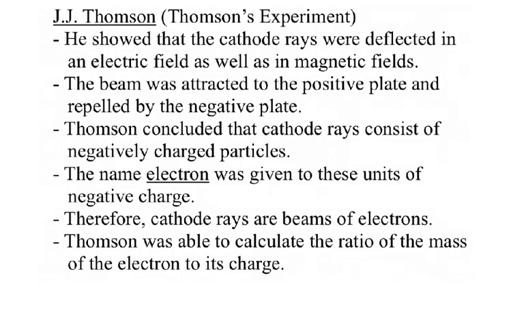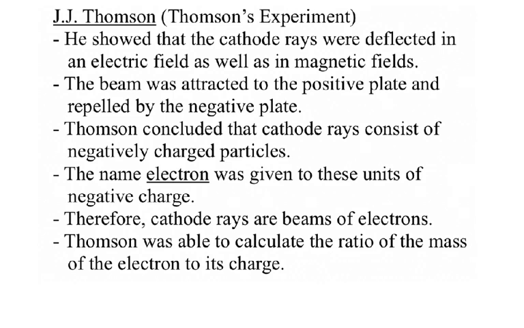The picture you just saw was showing you in an electric field. The beam bent towards the positive plate because it was attracted to the positive plate, but it also bent that way because it was repelled by the negative plate on the bottom. He concluded that the cathode rays consist of negatively charged particles. He even named these negatively charged particles the electron. So a cathode ray, therefore, is basically a beam of electrons. So J.J. Thomson is credited with discovering the electron, which is a negatively charged particle.